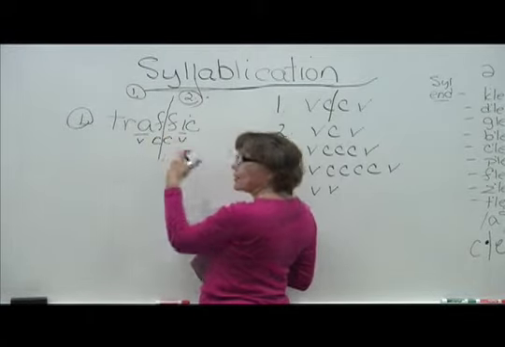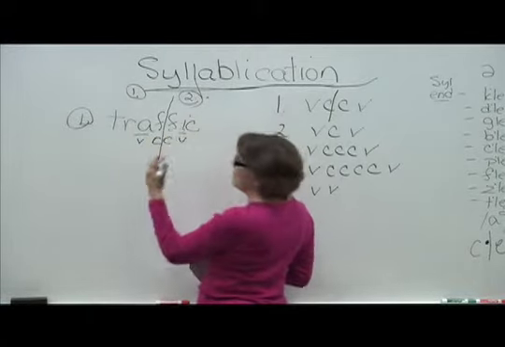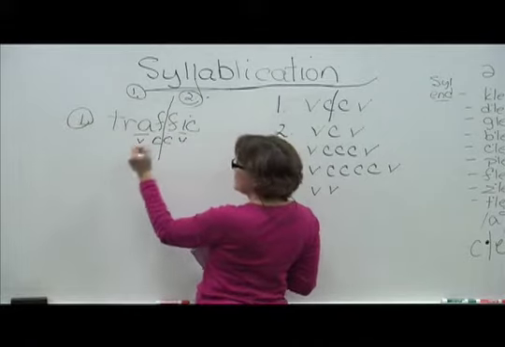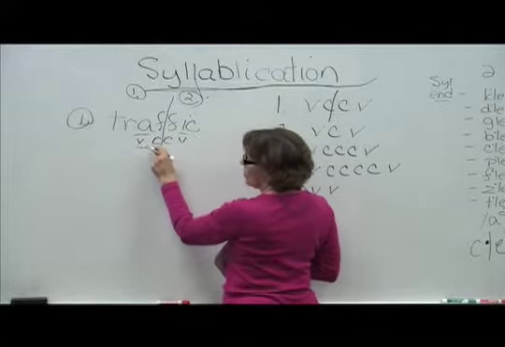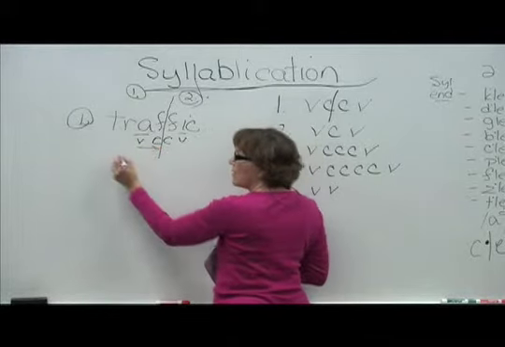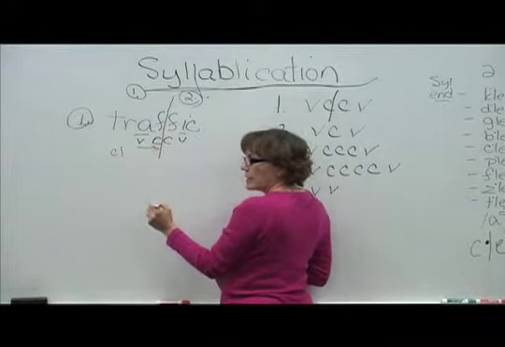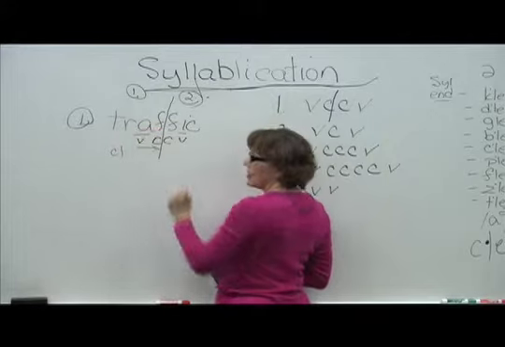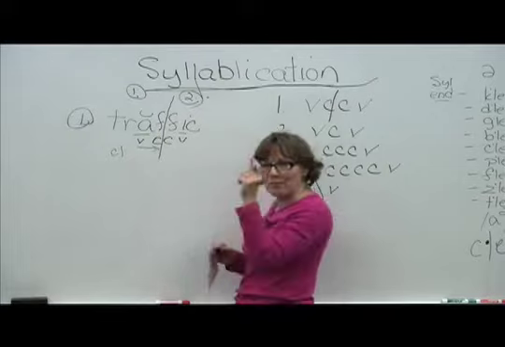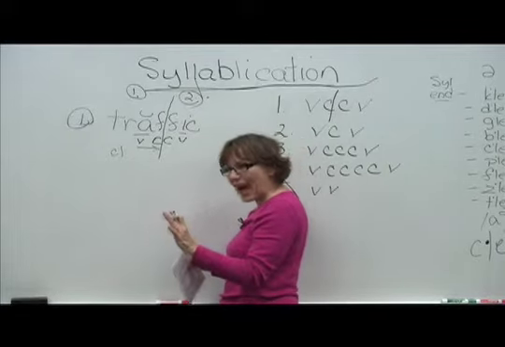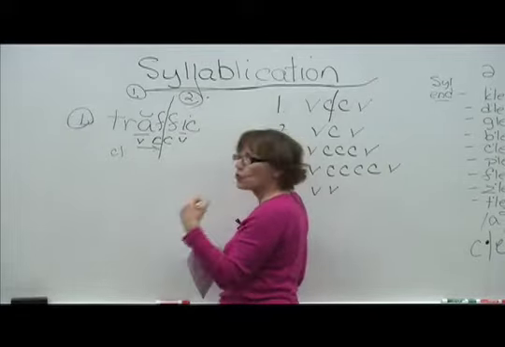This word to me, I'm going to give you the answers, but I want you to be thinking about it at the same time. This syllable to me looks like it's what? It's closed in by a consonant. So if I have a closed syllable, what does that vowel sound like? You're right. It's a short vowel. So that part of the word is called traff. If I have to sound it out, it's traff.